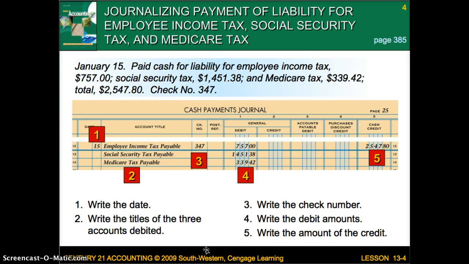So journalizing payment of liability for employee income tax, Social Security tax, and Medicare. This is how you would journalize that. You would have the date and the titles of the three accounts debited, which would be your employee income tax payable, your Social Security, and your Medicare, because those are things that you are paying in, and then your cash credit, what you would pay out would be the total of those.